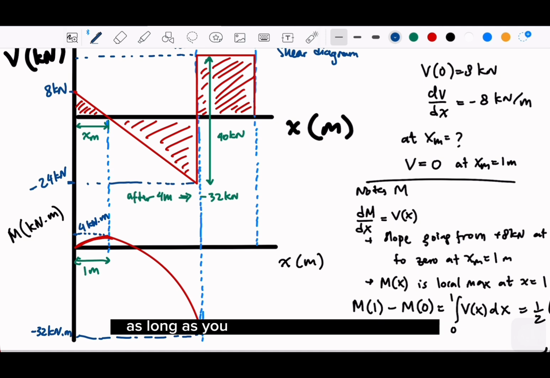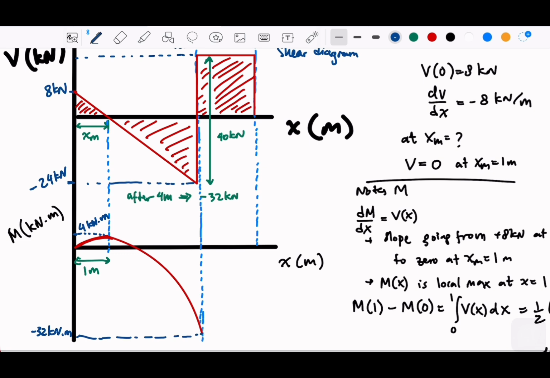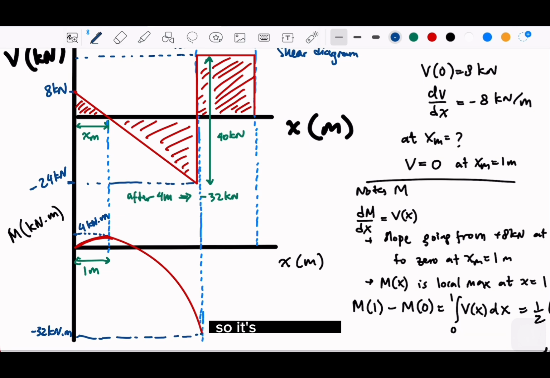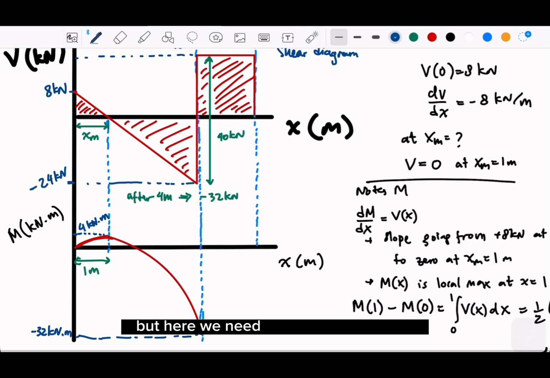Okay, as long as you get it, at least from the area, I hope it's easy to understand. Okay, I hope from this shape. Oh, I forgot the last one. So after this 4 meter, we get into positive slope, right? It's a constant, but here we need to get positive slope, so it's going up.